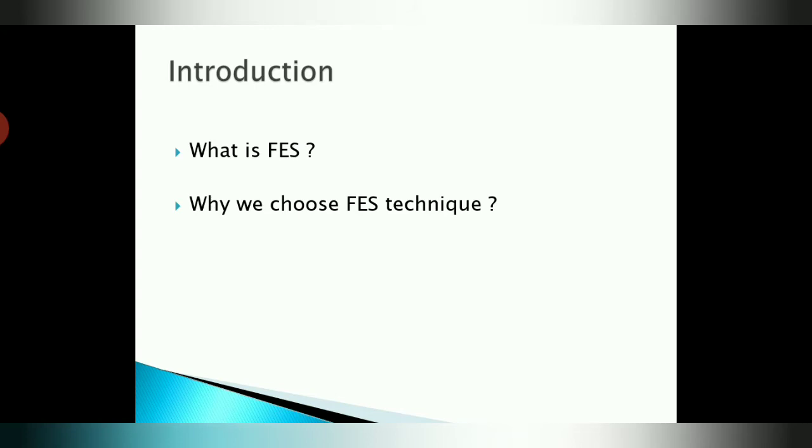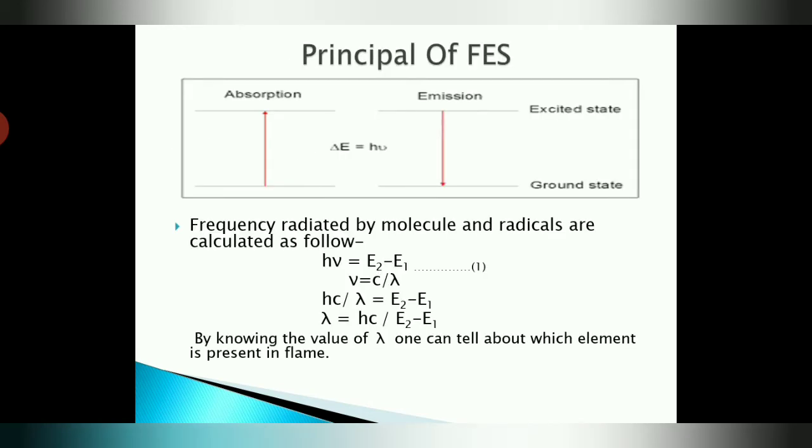Okay, so let us begin with the principle of FES, the principle of flame emission spectroscopy. When atoms are excited, light is emitted. When a particular atom absorbs some amount of energy, then it emits some amount of light. For this, a higher temperature is required. When atoms are excited, light is emitted, and for this a higher temperature is required. The temperature must be high.